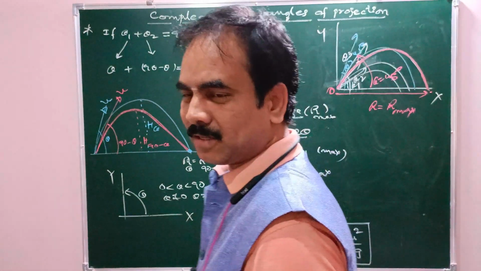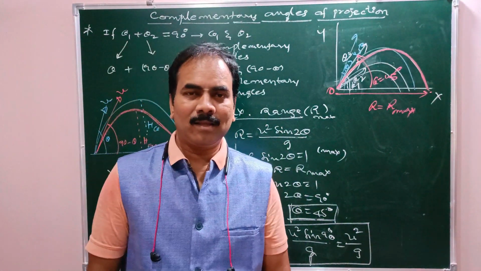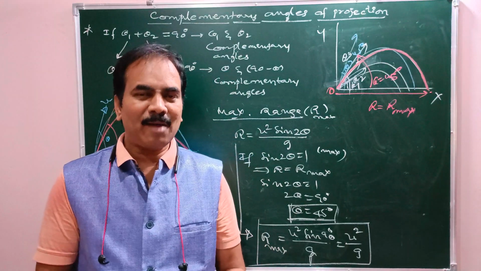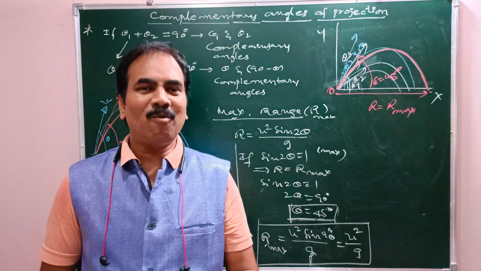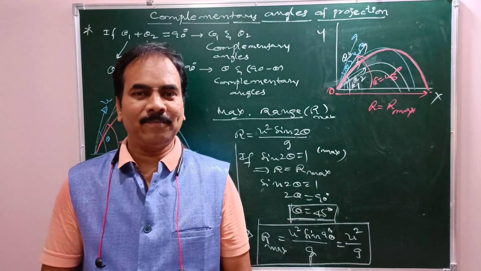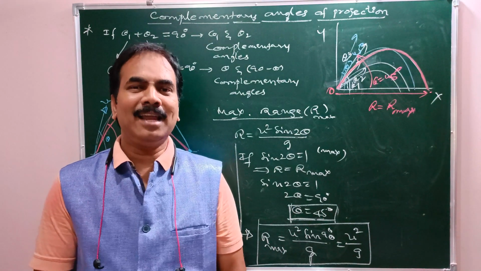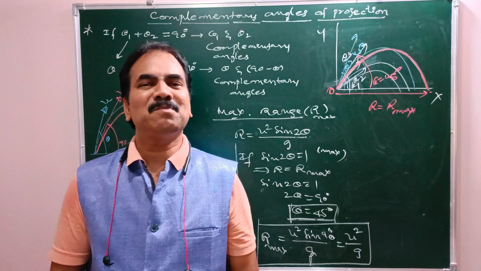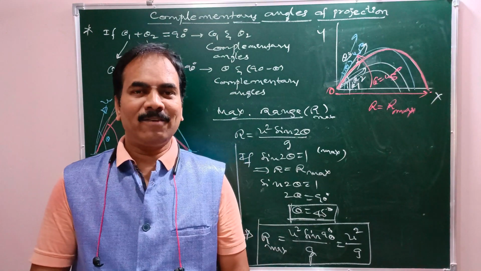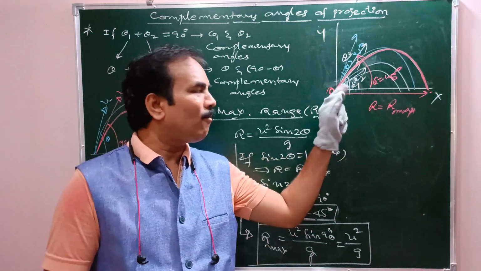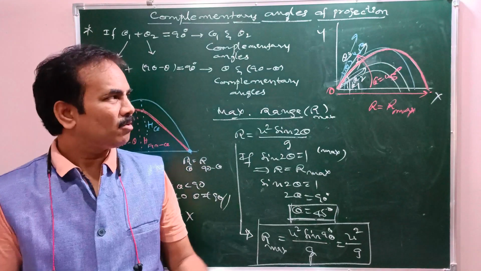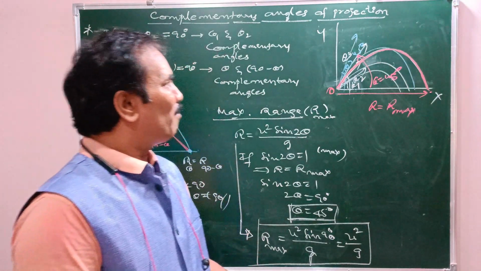So what is the reference? At a given place for a given speed of projection, among all possible directions, if the body is projected at an angle 45 with the level ground, then the body possesses maximum range. That means it will land far away from the point of projection. So that's an important application.